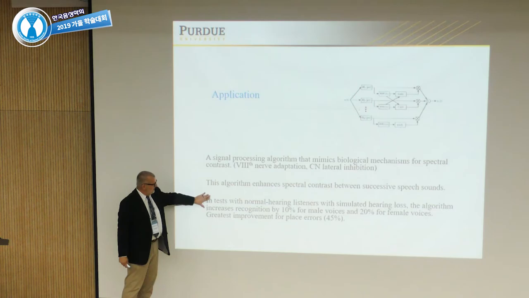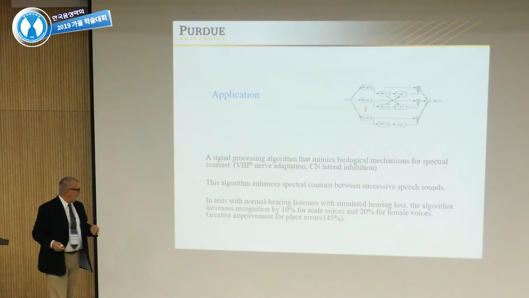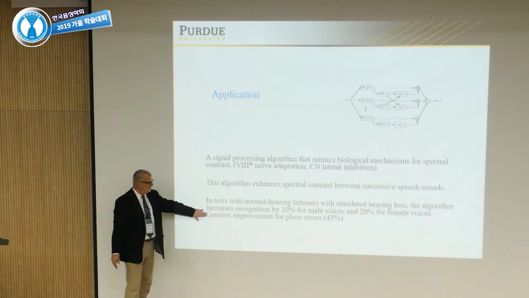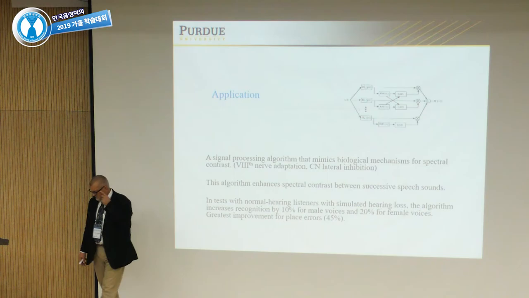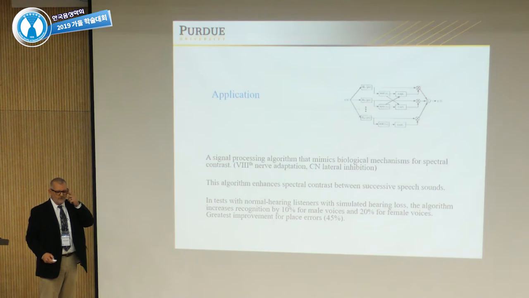And in tests with normal hearing listeners with simulated hearing loss, it actually increased recognition by 10% for males and 20% for females. The greatest improvement is where it should be, according to Miller and Nicely. The greatest improvement is for place. And it also improves the performance of automatic speech recognition systems when used as a front end.